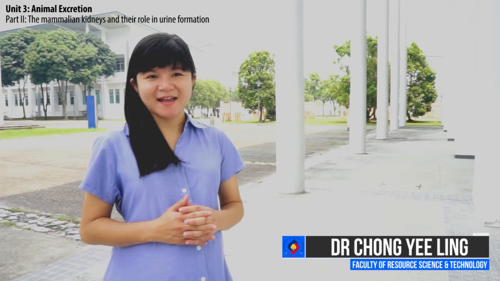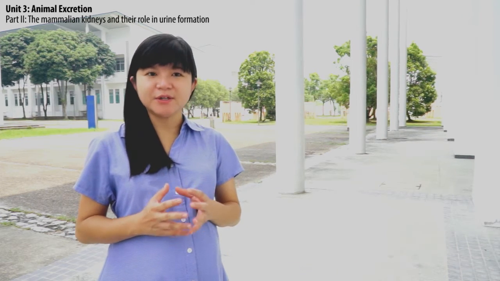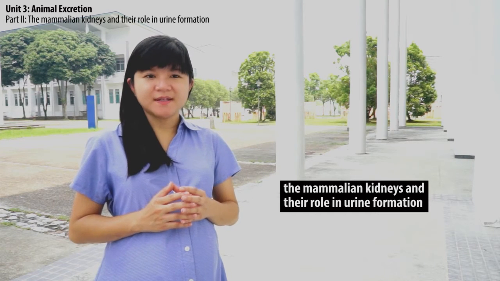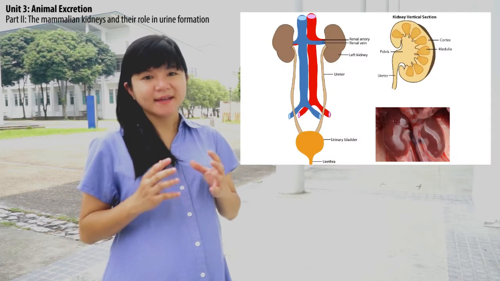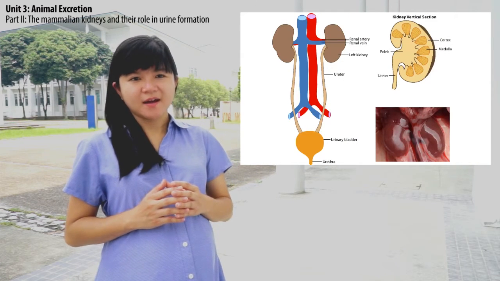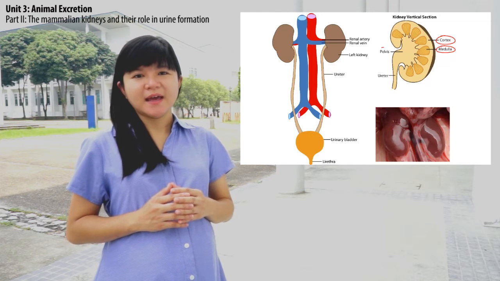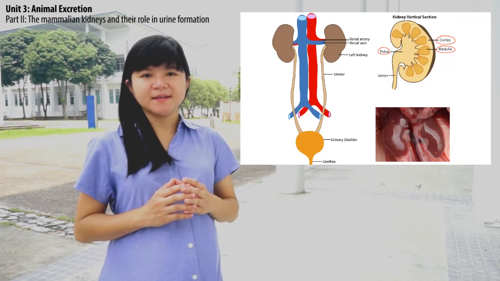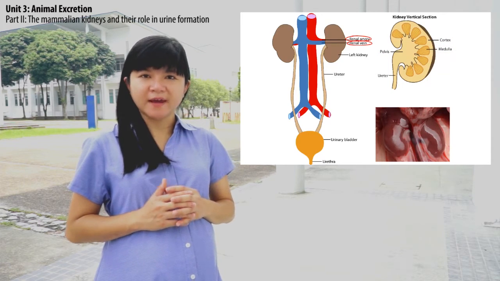In these sections, I'm going to introduce you to the mammalian kidneys and their roles in urine formation. The mammalian renal system consists of a pair of kidneys and urinary tract. The kidneys are bean-shaped organs consisting of an outer cortex, an inner medulla, and innermost renal pelvis. Blood in kidneys is supplied by the renal artery and drained by the renal vein.